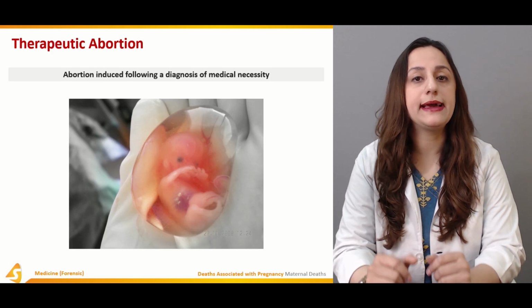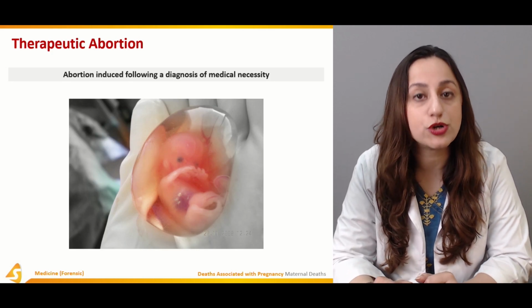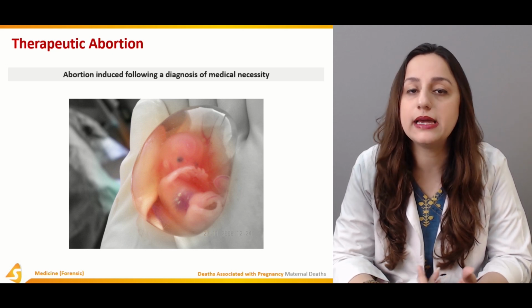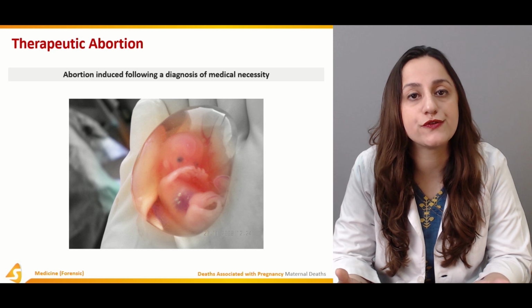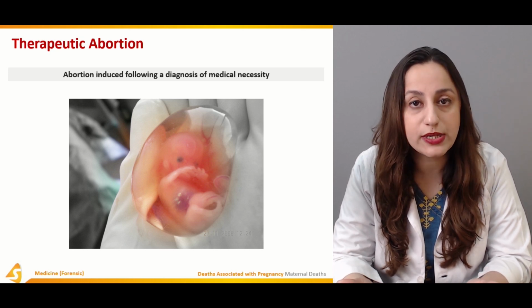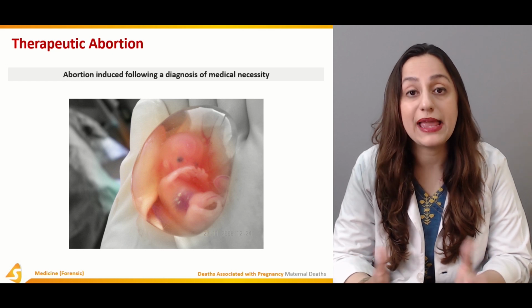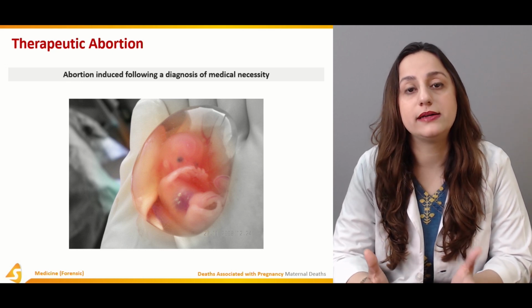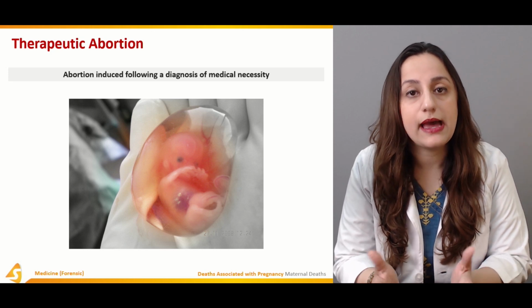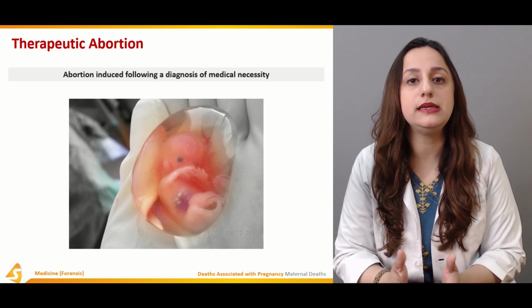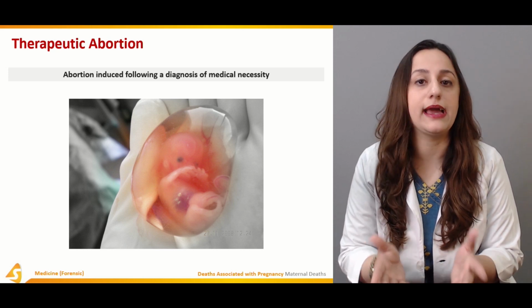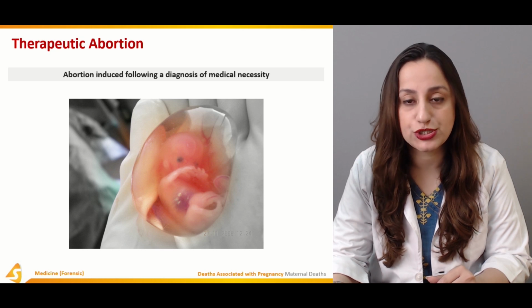Now, defining therapeutic abortion, it's basically an abortion induced following a diagnosis of medical necessity. It can be, again, a pre-existing medical condition, for example hypertension or diabetes, which can be aggravated by the pregnancy. We have to weigh the risk and benefit ratios for the mother, and we'll calculate whether the life of the mother is in danger or not, and then we'll carry out these therapeutic abortions.